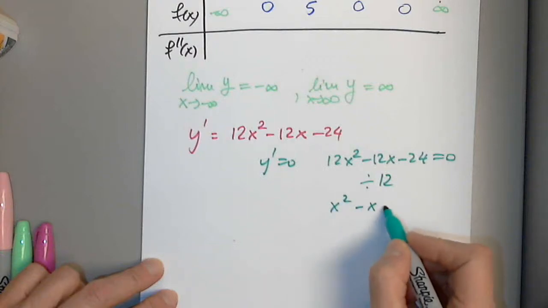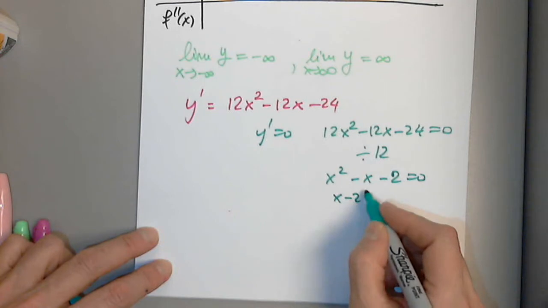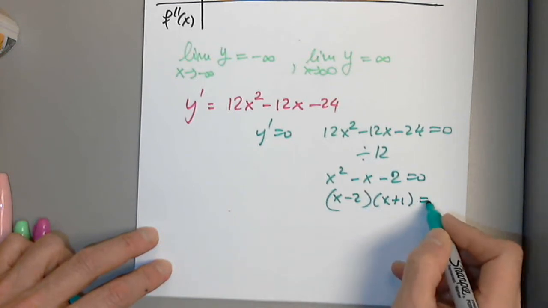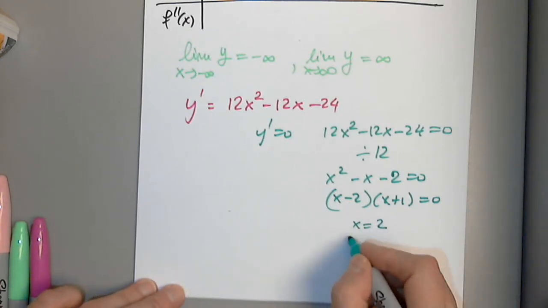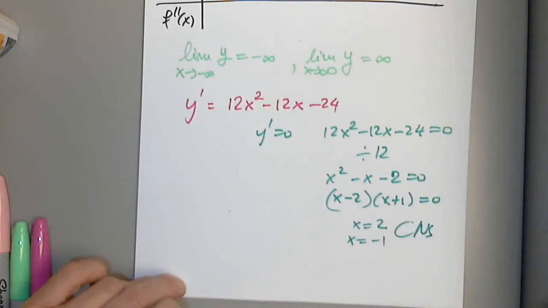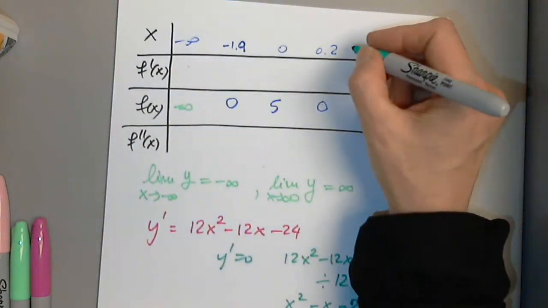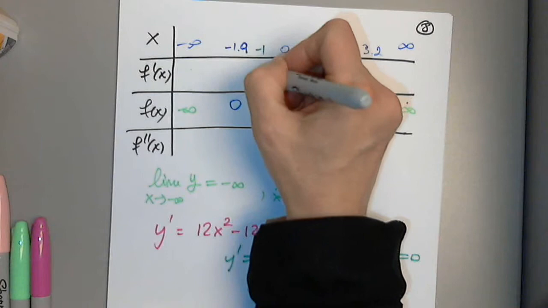I get x squared minus x minus 2 equals 0, which is way more human. And I can easily factor it into (x minus 2)(x plus 1) and get x equals 2 and x equals negative 1. These are the critical numbers. 2 is right here, of course, and negative 1 is right here.